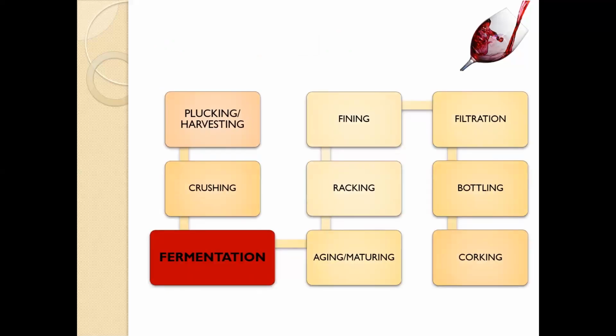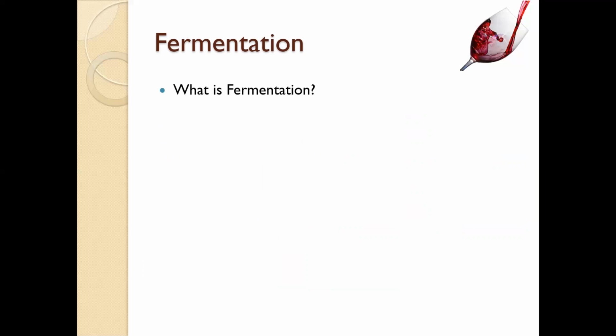Once the free run, which is called must, is procured, this must is sent to the next step of vinification, which is fermentation. What is fermentation? Fermentation is a process in which the yeast reacts with the sugar, that is, the yeast eats all the sugar from the free run and converts that sugar into ethyl alcohol and CO2 gas. The CO2 gas is released in the air, or if you're making a sparkling wine, this CO2 gas is maintained. And the ethyl alcohol is the one that contributes to the wine.